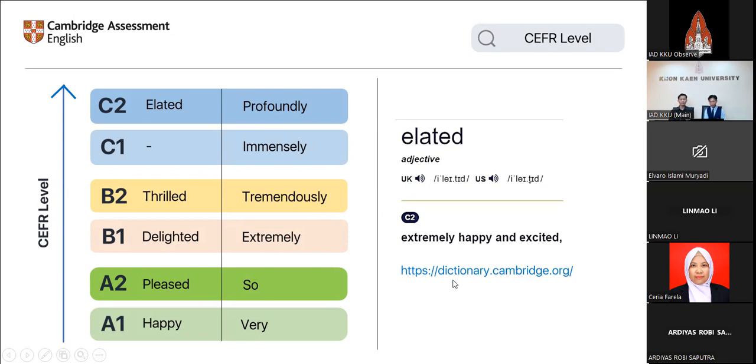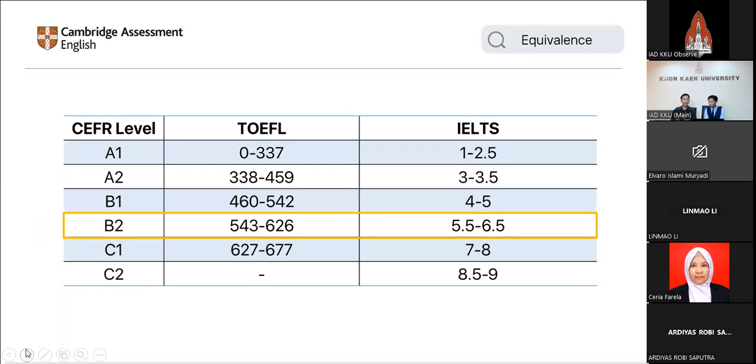You can see the level of the word here in the Cambridge Dictionary. So basically you see that elated. I'm so elated means I'm so happy, and it's in C2 level. Wow. So now probably you might understand here.